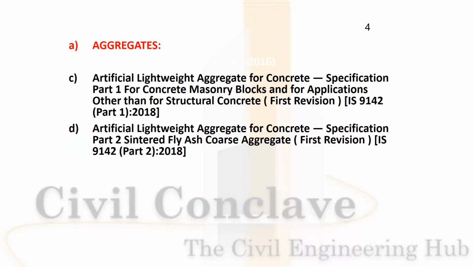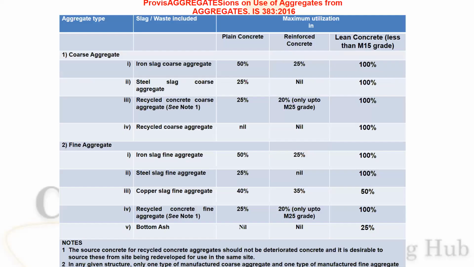Artificial lightweight aggregate for concrete, Part 2, specification for pelletized fly ash coarse aggregate, IS 9142 Part 2. Coarse aggregate: provisions on use of aggregates other than IS 383. Coarse aggregate, slag waste included.